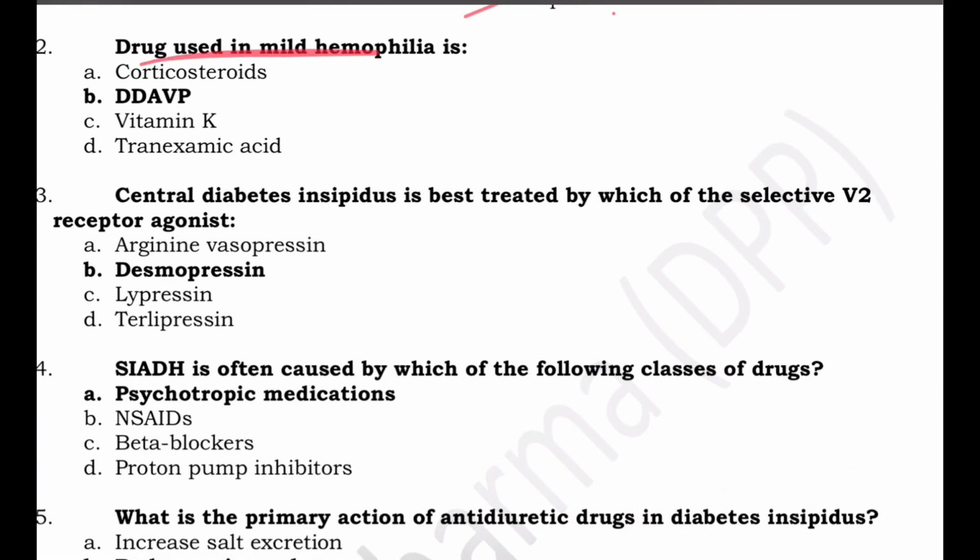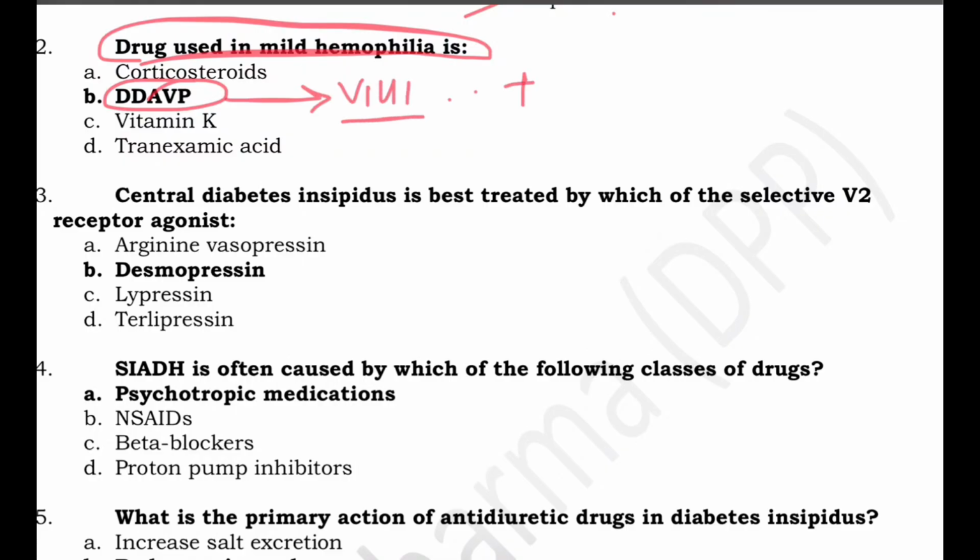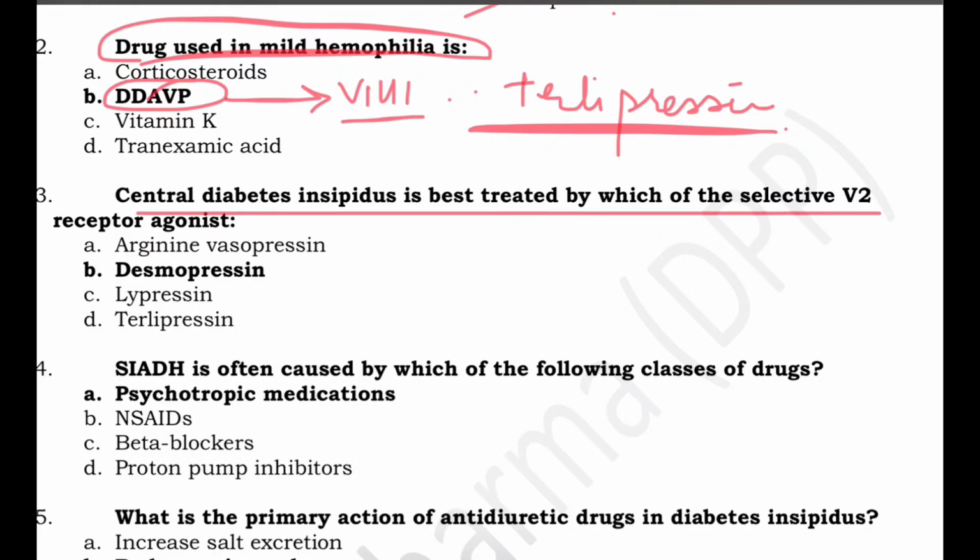Drug used in mild hemophilia. In mild hemophilia, the drug which we use is DDAVP. It can control bleeding by releasing factor 8, hence it is preferred in mild hemophilia. But there is another drug, terlipressin, which is more preferred as it is more successful and has lesser adverse effects than DDAVP. Then, central diabetes insipidus is best treated by which selective V2 receptor agonist? That is desmopressin. Desmopressin is a selective V2 agonist.